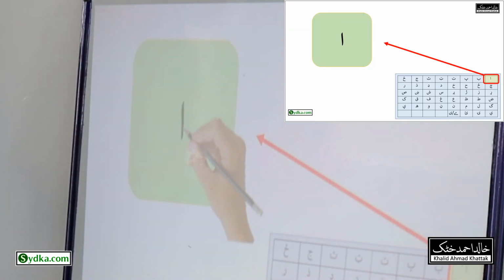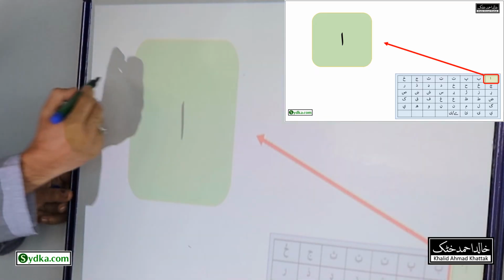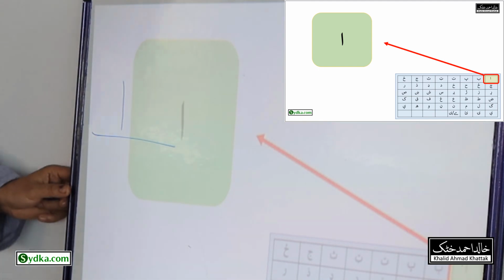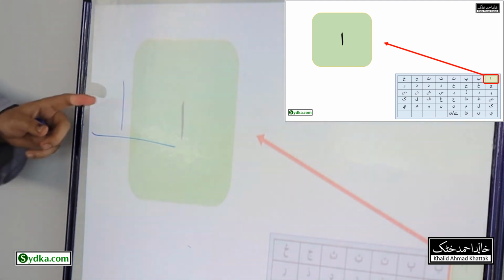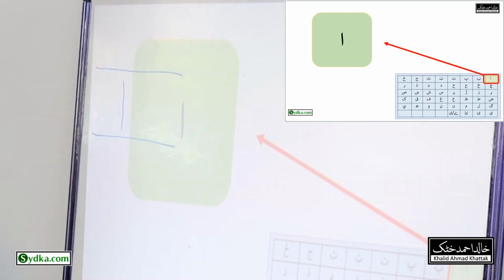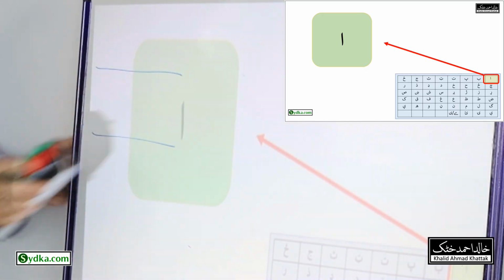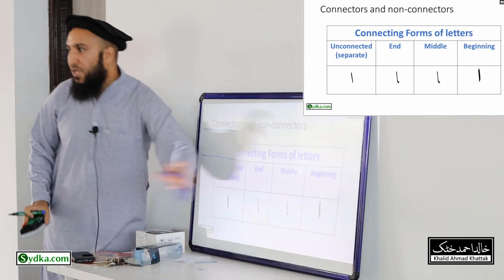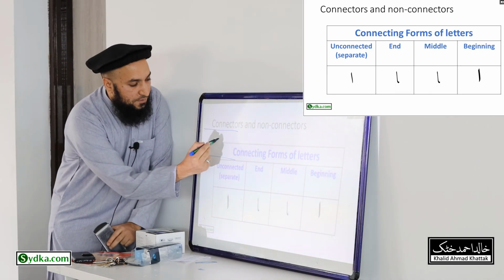I've done some animation. Still, I'll write here again. So you start from the top and you go down. So let's suppose this is a line. So you can see here. So you start from, let's say these are two lines. So this is alif. So same as Arabic. Next one. Okay, now if it's in the beginning, it's the same as normal alif.